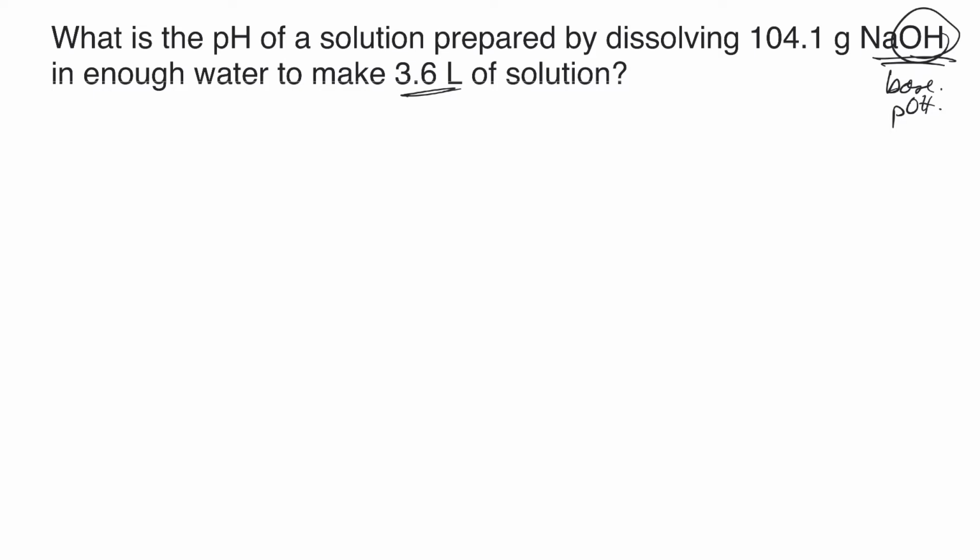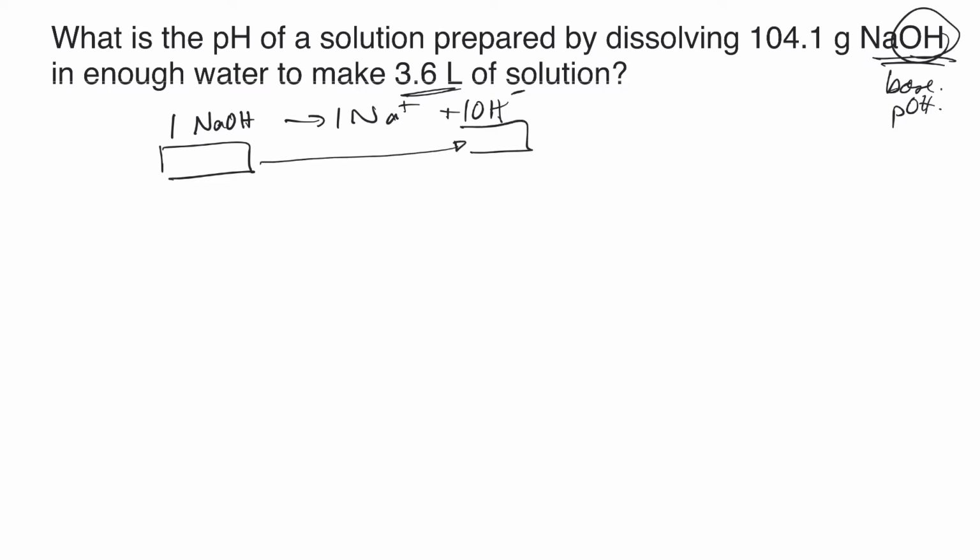Okay, first off, I'm just going to write the dissociation equation for sodium hydroxide. So it's sodium ions and hydroxide ions, and to balance it, it's 1 to 1 to 1. So when I find the concentration of sodium hydroxide, it's going to be exactly the same as the concentration of hydroxide ions. So that's good.